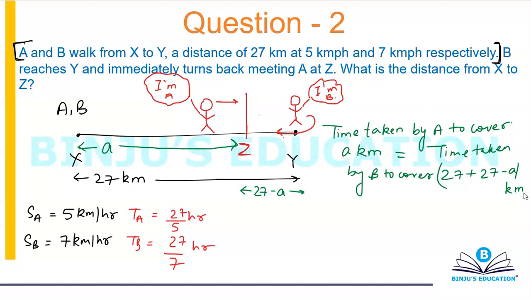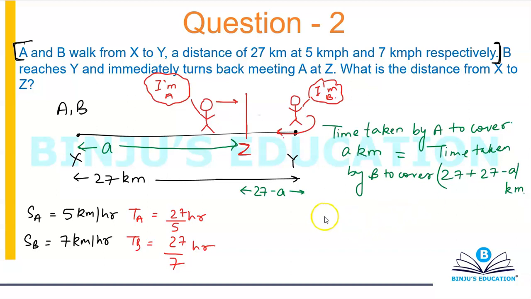Think about the statement. Time taken by A to cover A kilometers should be equal to time taken by B to cover 27 plus (27 minus A), because they are meeting at Z. By the time A reaches Z, A would only cover A kilometers. By the time B reaches Z, B would go from X to Y, that's the complete 27, and then the remaining portion YZ, that is 27 minus A, right?